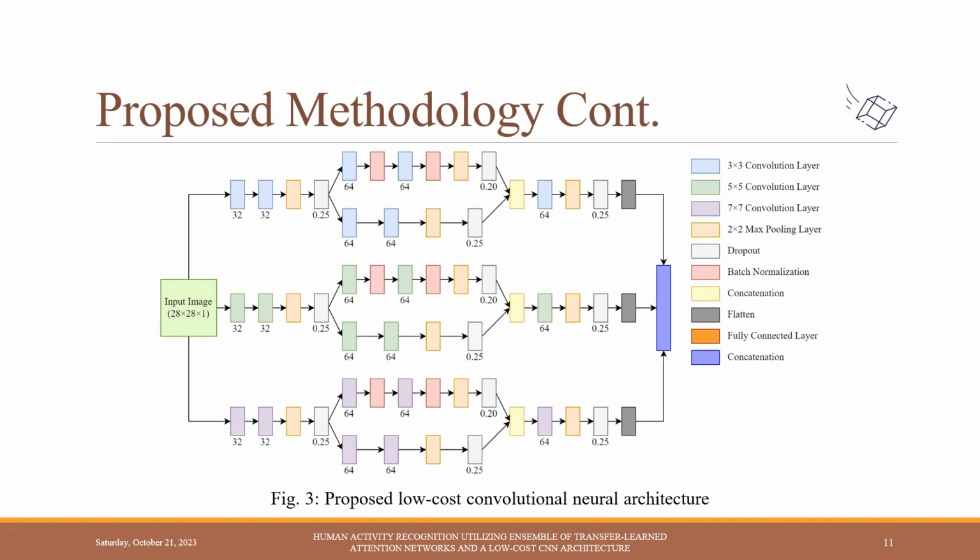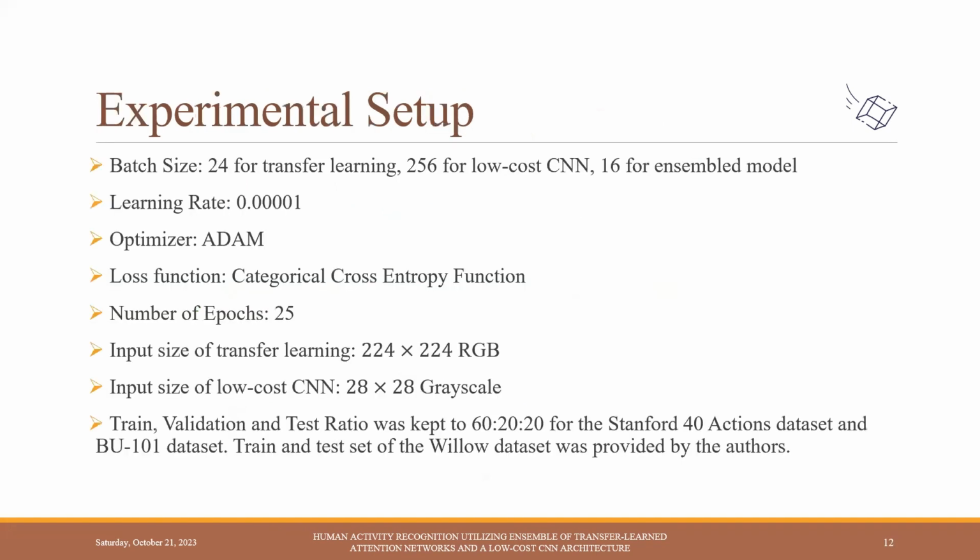Now that all those ideas are clear, let's move on to the experimental setup. First of all, we have set the batch size. The batch size for the transfer learning approaches was 24. For the low-cost CNN, it was 256. And for the ensemble model, we utilized a batch size of 16. The learning rate was 10 to the power minus 5.